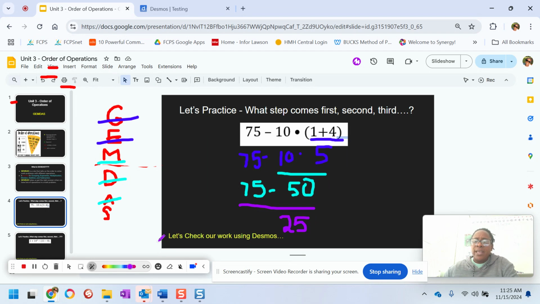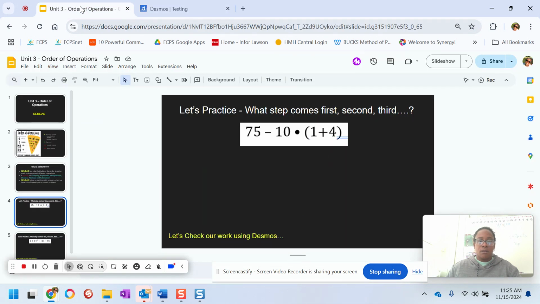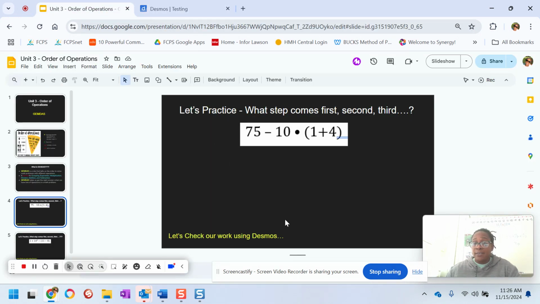If you look at the bottom, it says, let's check our work using Desmos. So I'm going to do 75 minus 10 times, and I'm going to use my parentheses, 1 plus 4. And I do get 25, so it looks like we did that problem correctly. You always want to check.